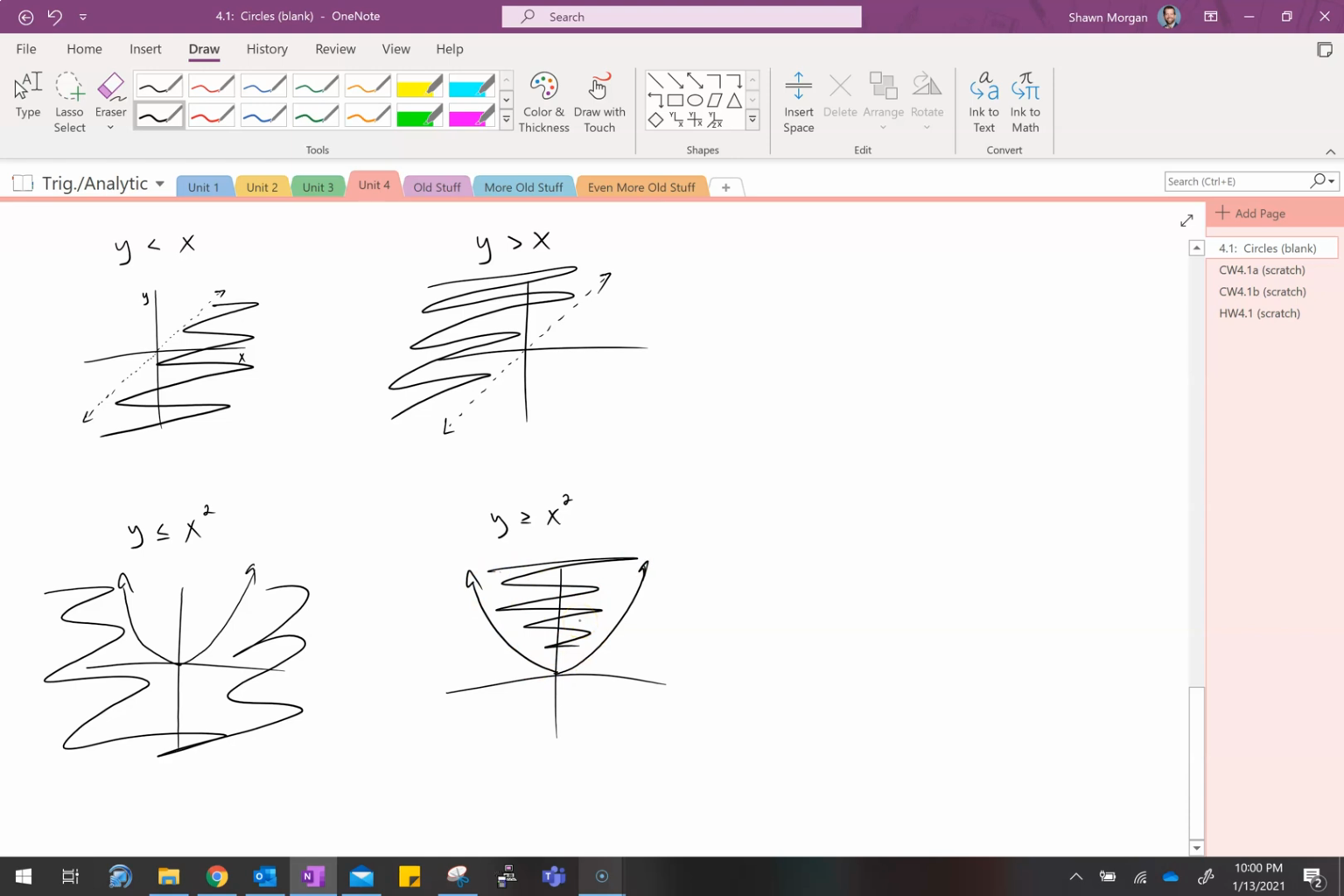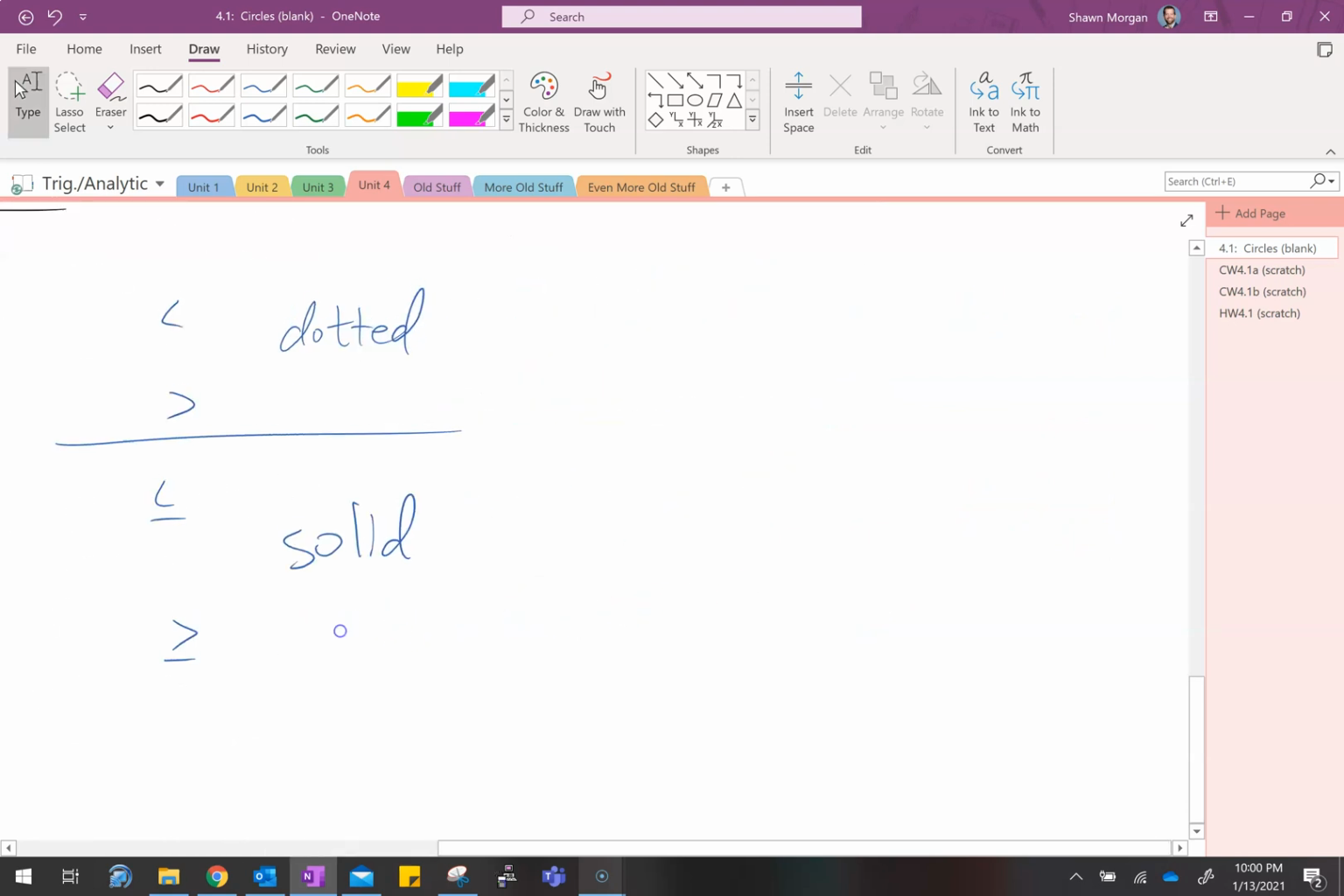Just, again, a little recap for you here in chart form. If we've got less than or greater than, those two we're going to have dotted, whereas less than or equal to, greater than or equal to, we would have a solid line or a solid curve. And then if it's less than, we would normally shade what I'll call below. If it's greater than, or greater than or equal to, normally speaking, we would shade above.